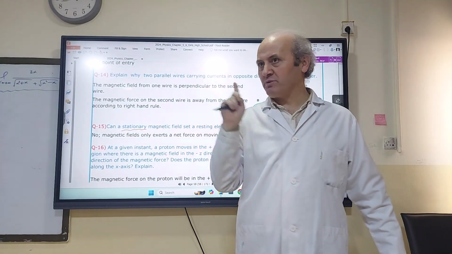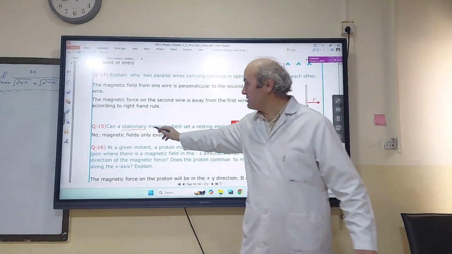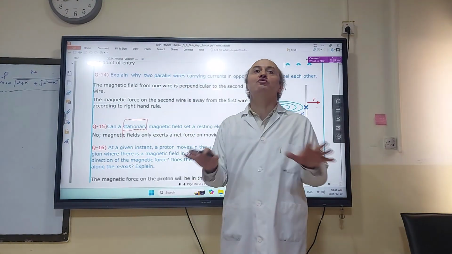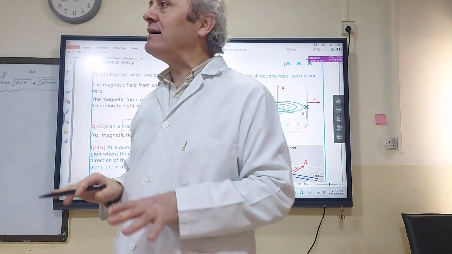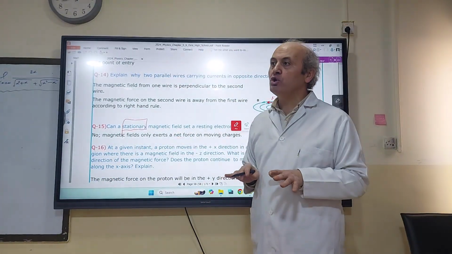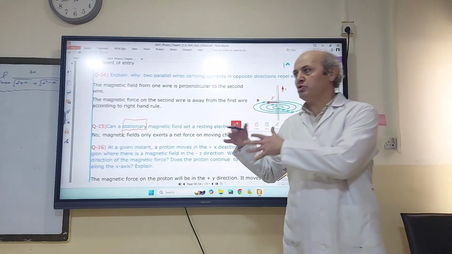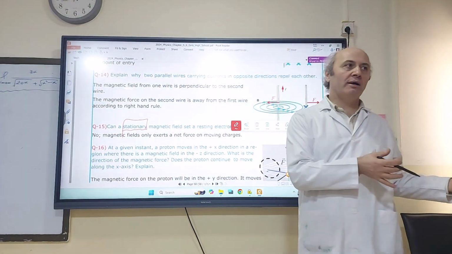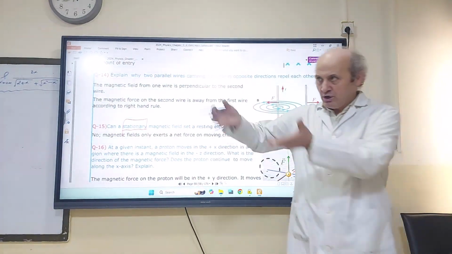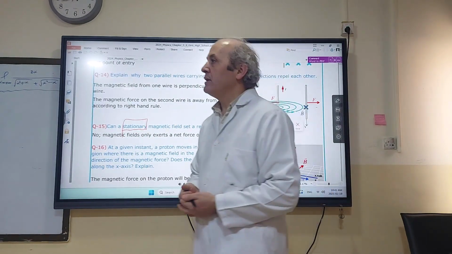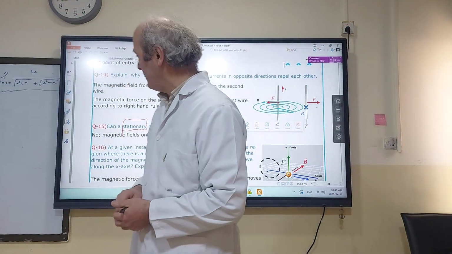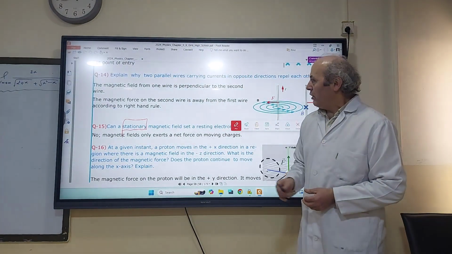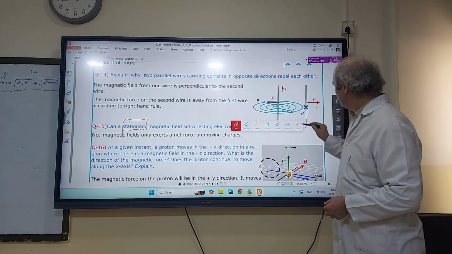They can make it vibrate. But what is this question talking about? A constant, uniform magnetic field. A constant, uniform magnetic field cannot set a resting charge into motion. What should we do? We should use an electric field first. After that, if we want a force to act on this charge, you can put it into a magnetic field.